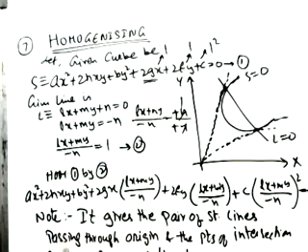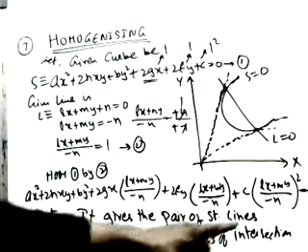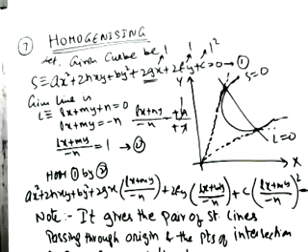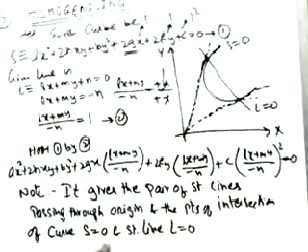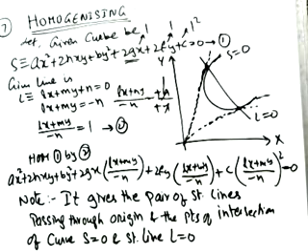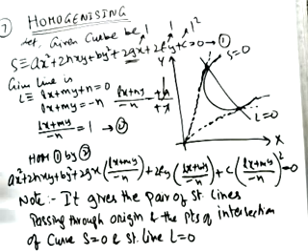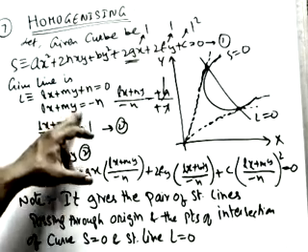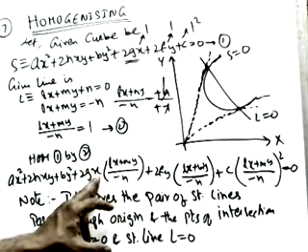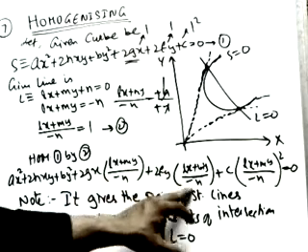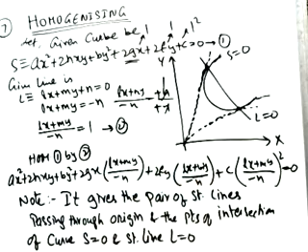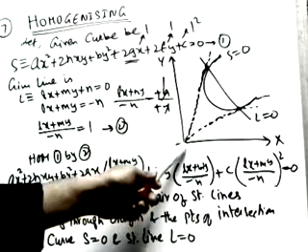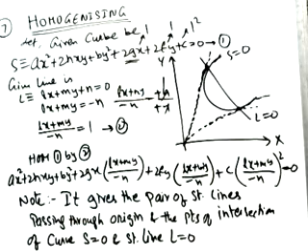So this equation gives the pair of straight lines passing through the origin and the points of intersection of the curve S equals 0 and the line L equals 0. You must keep this in your mind whenever we solve. It is a very important concept, how to homogenize: first change the line into 1, then multiply the x term with 1, the y term with 1, and the constant with 1 square to get the pair of straight lines passing through the origin and the points of intersection of these.